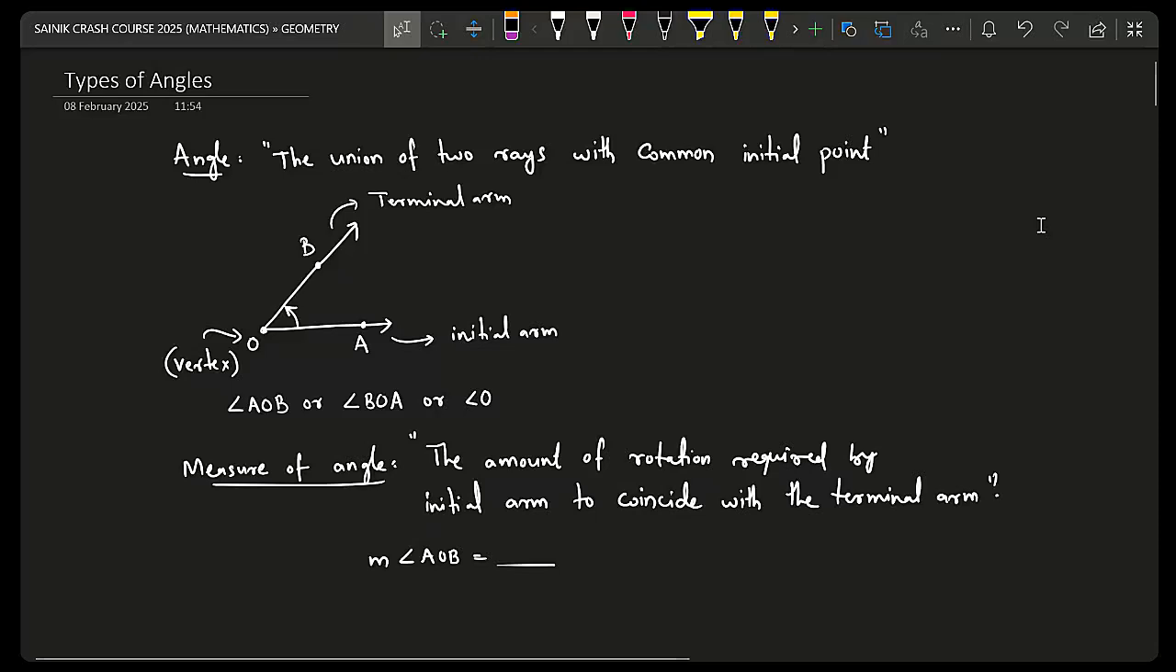Sir, any doubts? Yes. Pranay? Sir, yeah, what's your doubt? Sir, how do we know, sir, if you said this, sir, measurement. Measurement I'm going to discuss now. First, you tell me about angle. I said union of two rays with common initial point. In that, any doubt you have? Sir, no, sir. Okay, measurement, you just wait for a while. I'll discuss after that, you can ask.